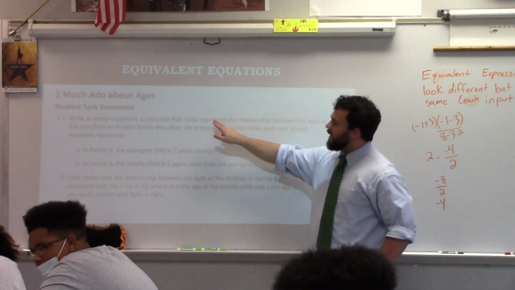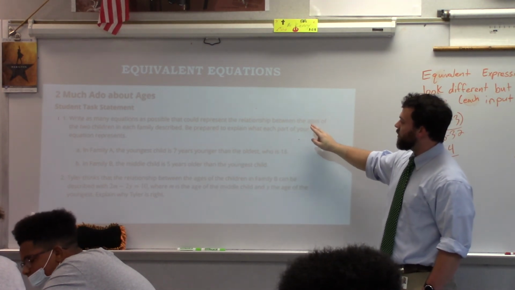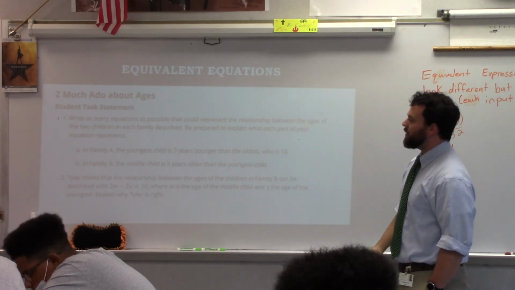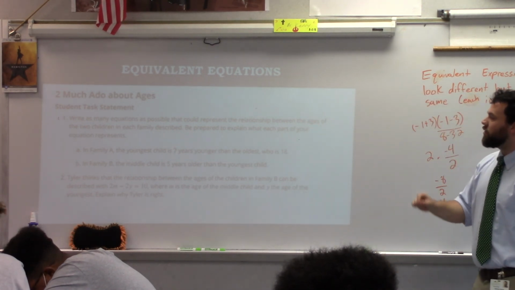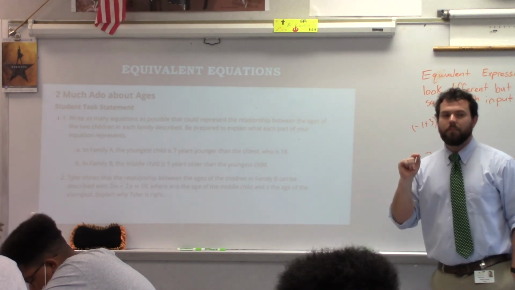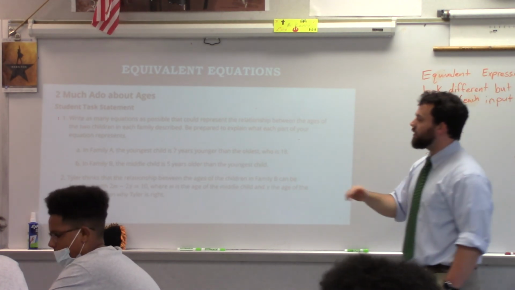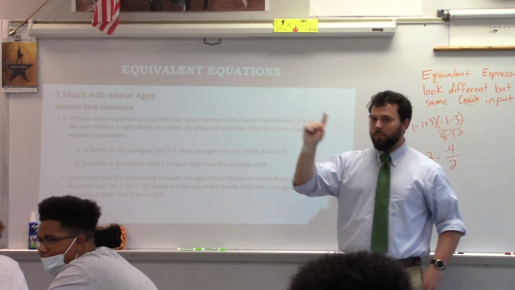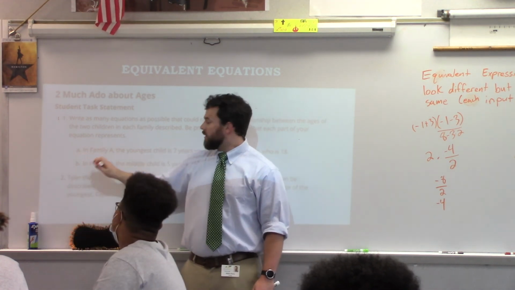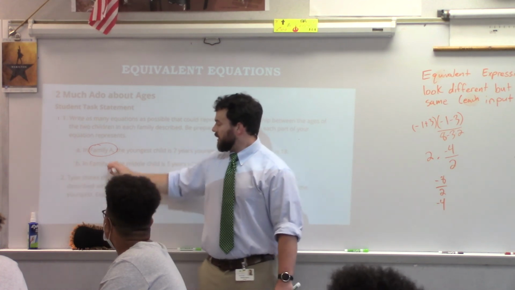Write as many equations as possible that could represent the relationship between the ages of the two children in each family described. Be prepared to explain what each part of your equation means. There are lots of ways to write each of these equations. Now, I want to point this out. You see right here where it says A? You see how that says family A? Okay. You see right here in B? It says family B?